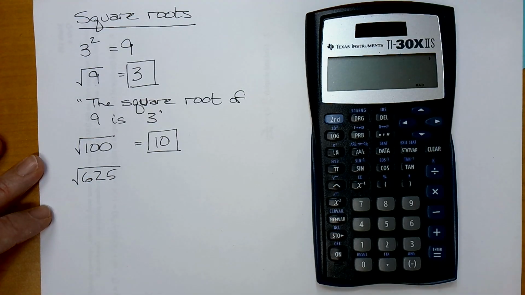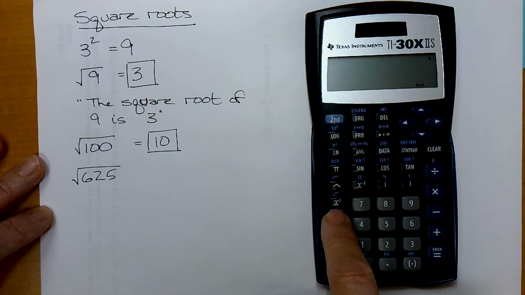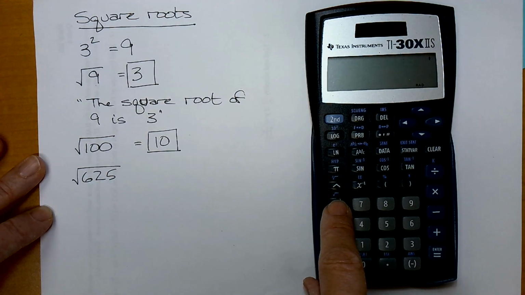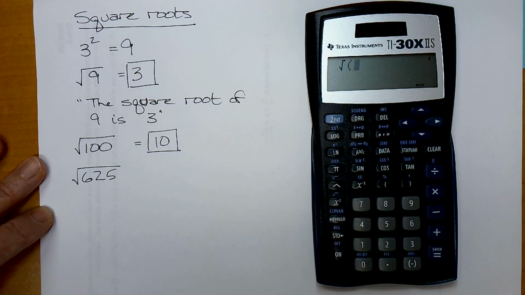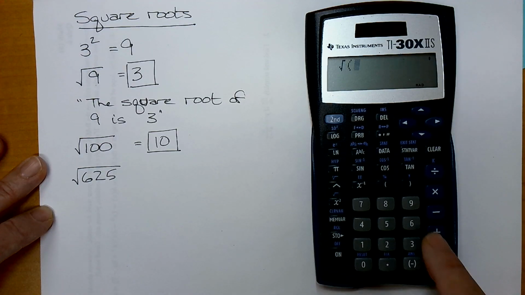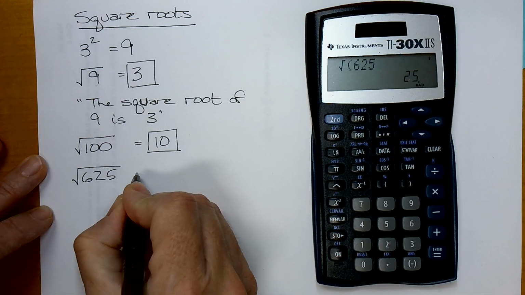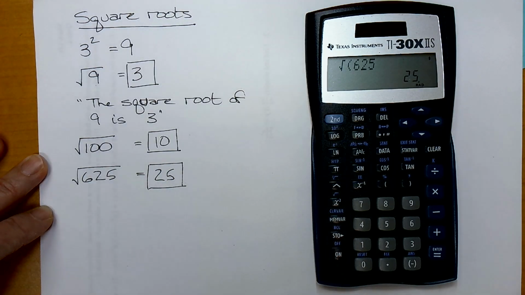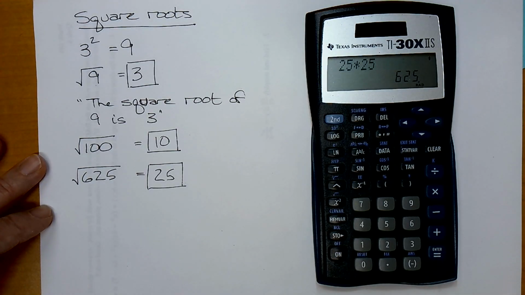Scientific calculators will do this. So I'm going to say the square root. Notice we have a squared button. The square root is sort of written up above there, but it's not on the button, so that's a sign we need to use the second function. I'm going to go second, and there's the square root of 625. I'll hit equals. The square root of 625 is 25, because when I multiply 25 times 25, I get 625.